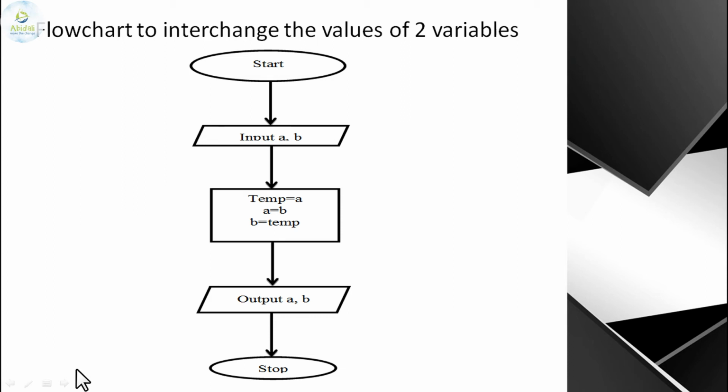Now B is equal to temp. The temp value was given in the first step as 5. So B will become 5. So we have successfully interchanged the values of A and B.